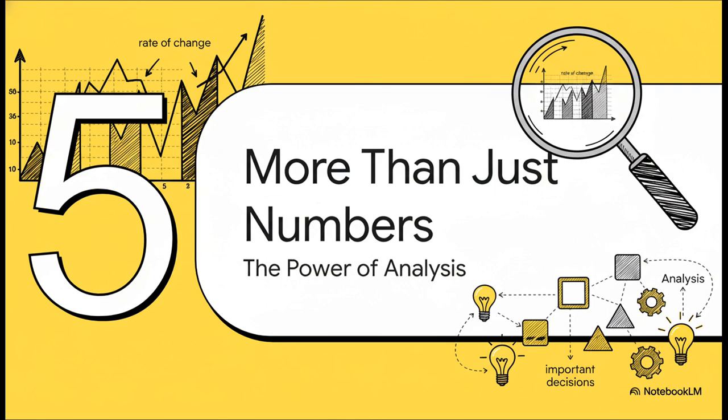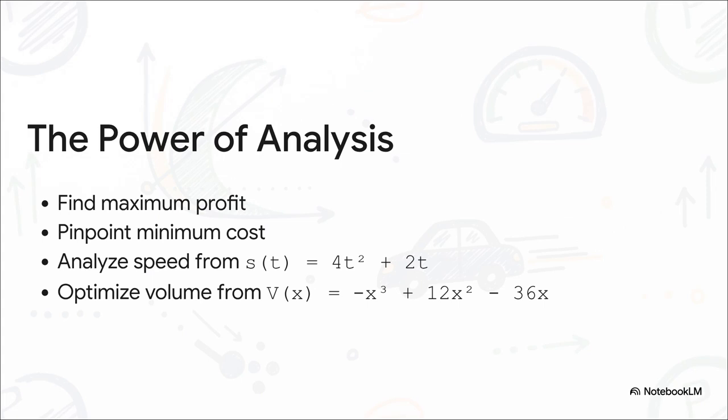Finding those peaks and valleys, those moments where change hits 0, that is not just a math exercise. It is the absolute key to making some incredibly important decisions. I mean, think about it. By finding where that rate of change is 0, you can find the exact point of maximum profit for your company. You can pinpoint your absolute minimum cost. You can analyze a rocket's speed just from its position function. You could even figure out the perfect dimensions to build a box that holds the most stuff possible. It's one single tool with just a ton of applications.